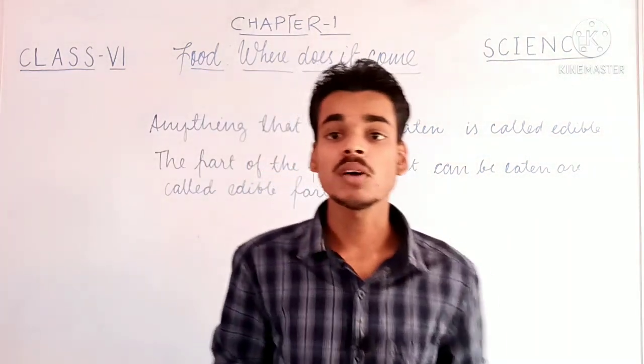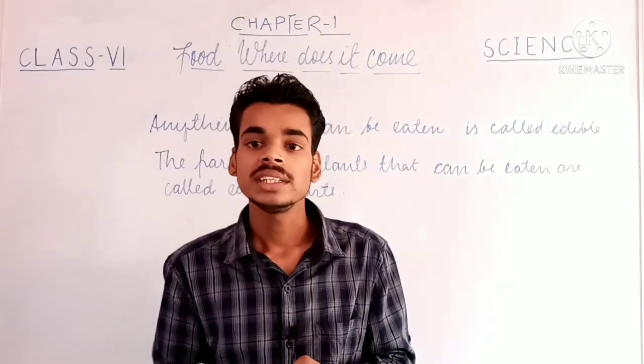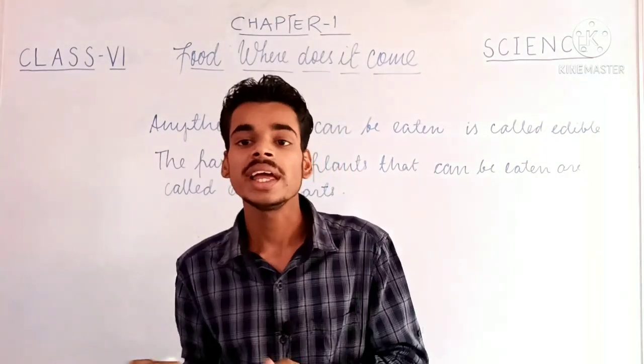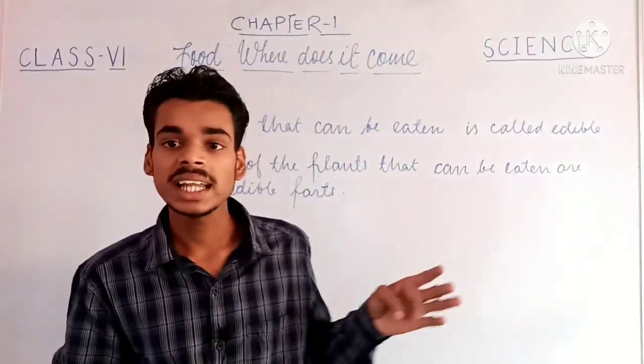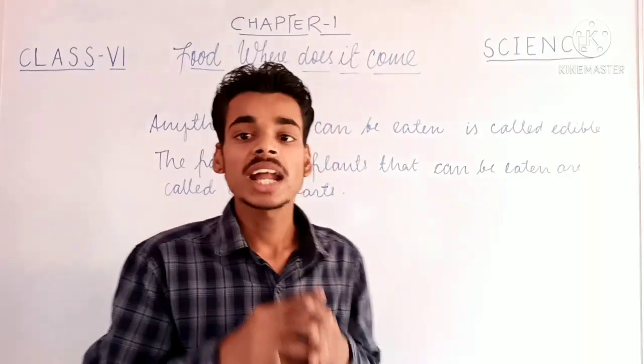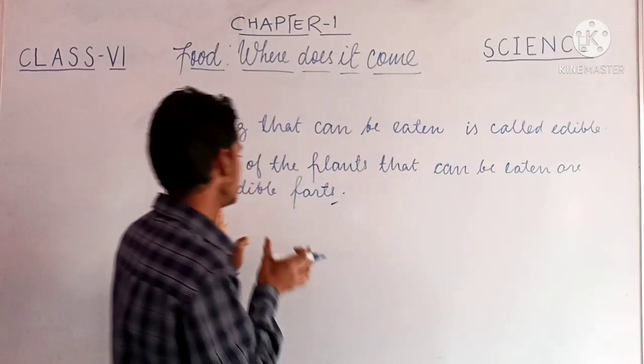Let us take an example of the mustard plant. Its seeds are used to get oil, and its leaves are used as a vegetable. So the seeds and the leaves of the mustard plant are edible parts. Now the term edible is clear, right?